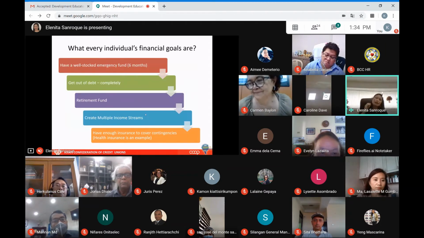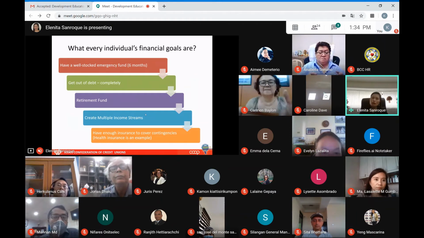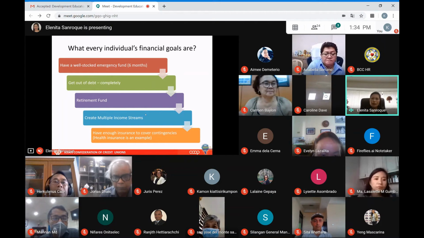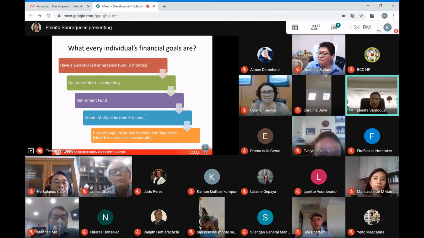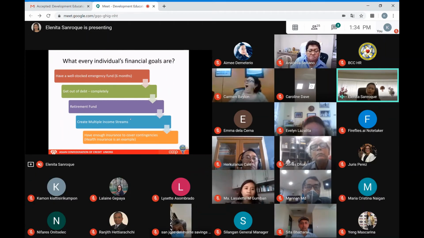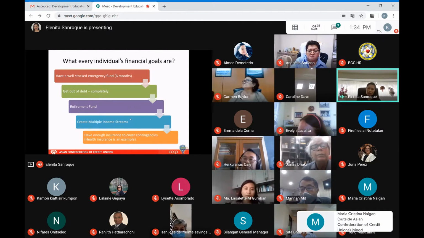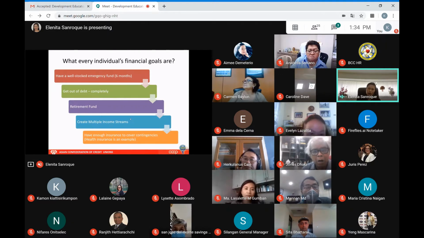Okay, these are the suggestions when you are doing financial coaching. There are actually 10 of it, but I have only included a few. These are the basic financial goals of every individual. Number one, I think it's also applicable to all of us, not only for your members. Our suggestion is to make sure all the staff of your cooperative is practicing this. The first financial goal is to have a well-stocked emergency fund, which is equivalent to 6 months of family expenses.